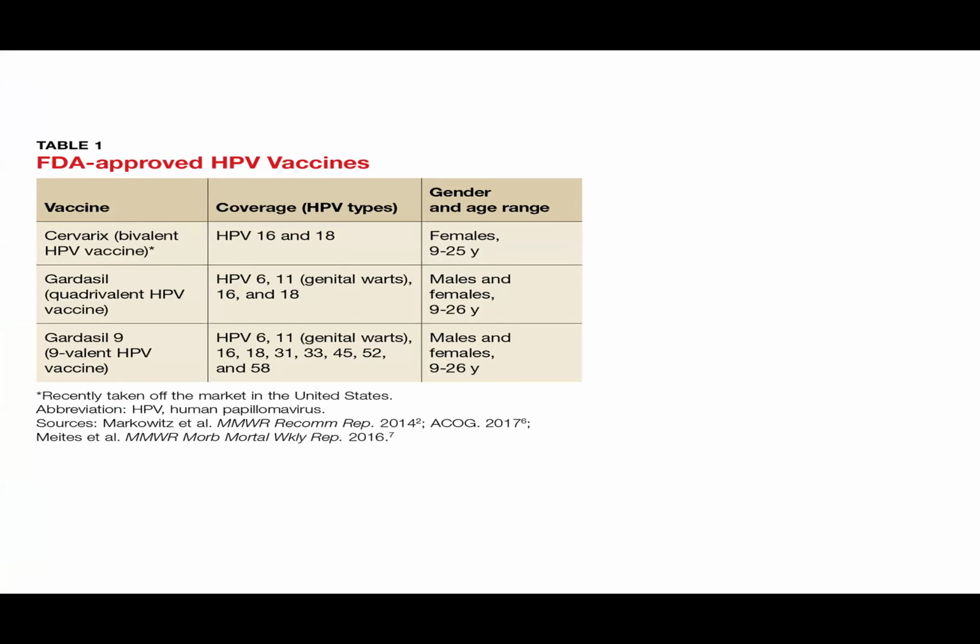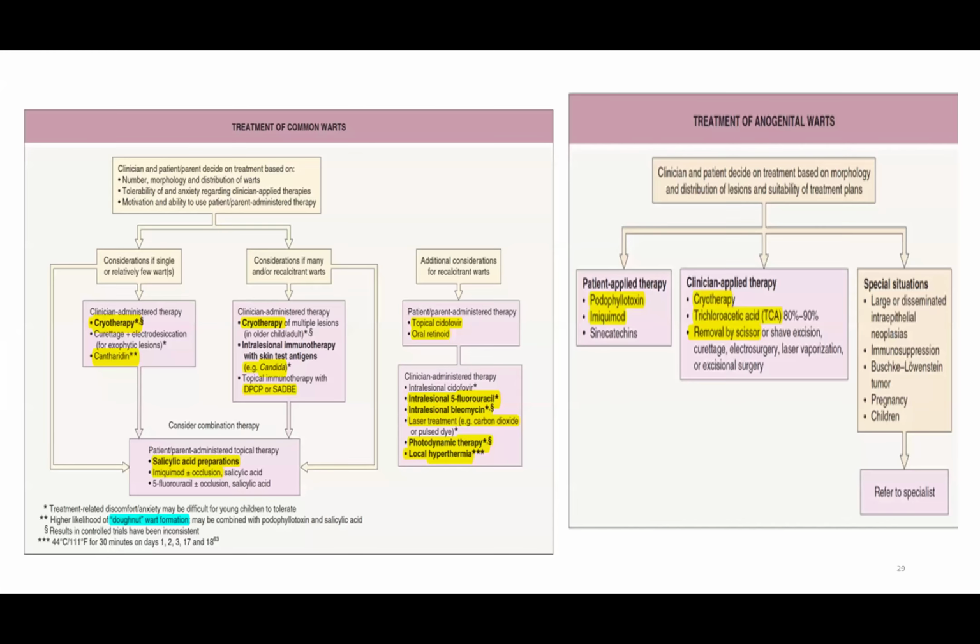In terms of vaccine, which is considered to be preventive and also a treatment, we have three subtypes of FDA-approved HPV vaccine. The first one is called Cervarix, which covers HPV 16 and 18. Also, we have Gardasil, which covers HPV 6, 11, 16, and 18. And we have Gardasil 9, which is available here in Saudi Arabia, which covers nine types of HPV.